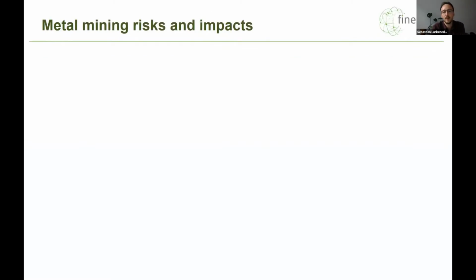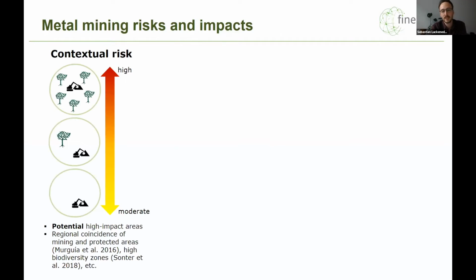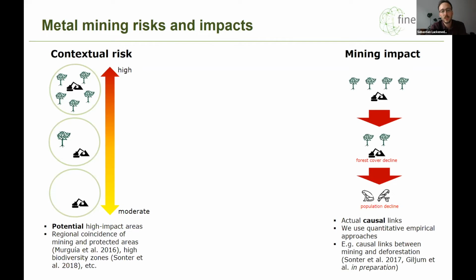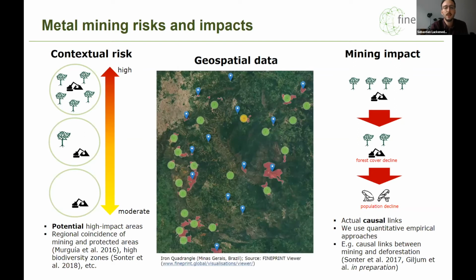Talking about risks and impacts, let me first observe that these are not quite the same things. On the one hand, contextual risk is defined by the broader social or environmental factors around mining operations. Considering contextual risks, such as if mining takes place in high or low biodiversity areas, or close or far from protected areas, can indicate where harmful impacts may be more severe than elsewhere and help us to identify potential high impact areas. The actual mining impact, on the other hand, refers to the actual causal links between mining and, for example, forest loss and in turn biodiversity loss. Our approach is to use geospatial information to better inform both of these strands of assessment.